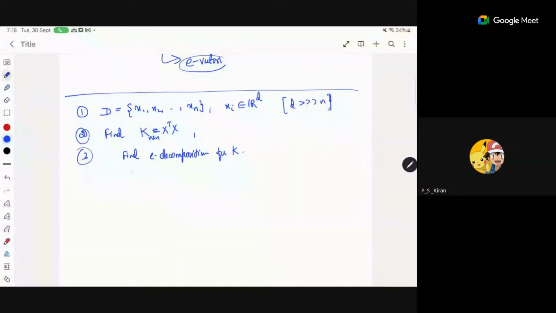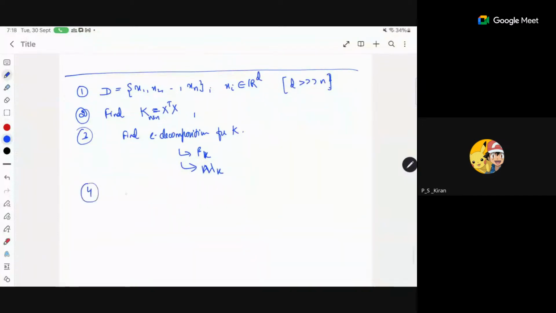So once you have this, we get our beta k and we get our n lambda k's. Then we will set my alpha k to be beta k by under root of n lambda k for every k we have. And at the end, since we want the k-th principal component, that is going to be X of alpha k. And this is going to be X of beta k by under root of n lambda k for every k.